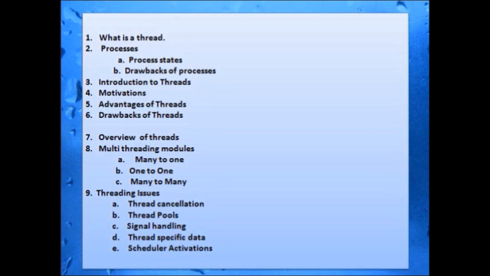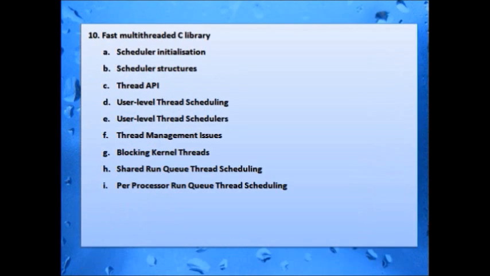Then threading issues. Under threading issues, we'll talk about thread cancellation, thread pools, signal handling, thread-specific data, scheduler activations. Then fast multi-threaded C library. Under that: scheduler initialization, scheduler structures, thread API, user-level thread scheduling, user-level thread schedulers, thread management issues, blocking kernel threads, shared run queue thread scheduling, per processor run queue thread scheduling.